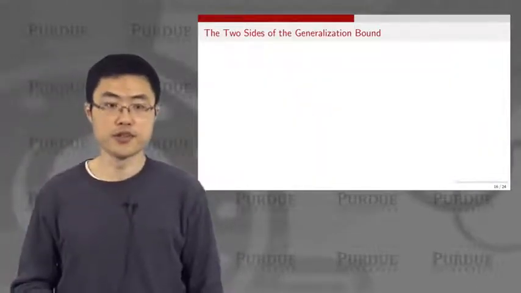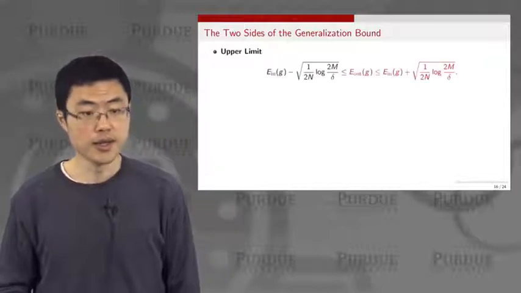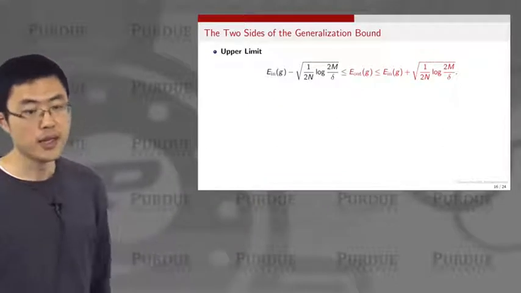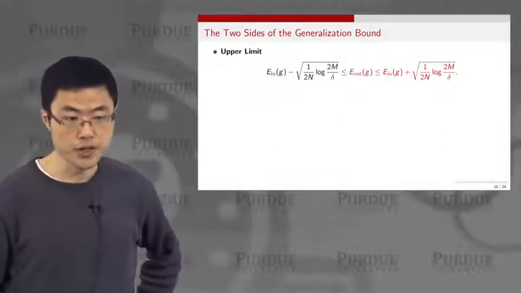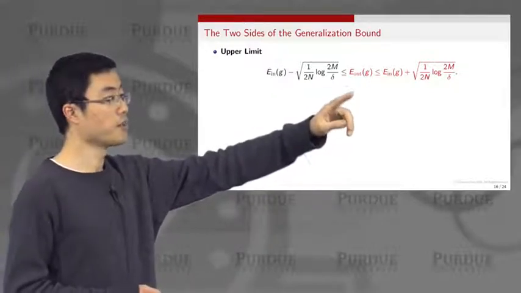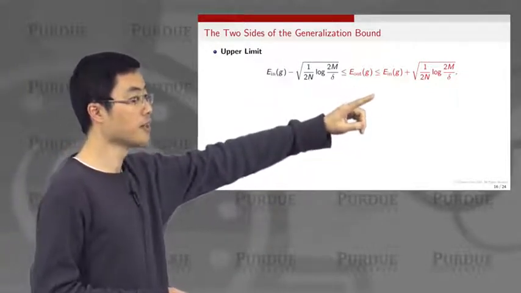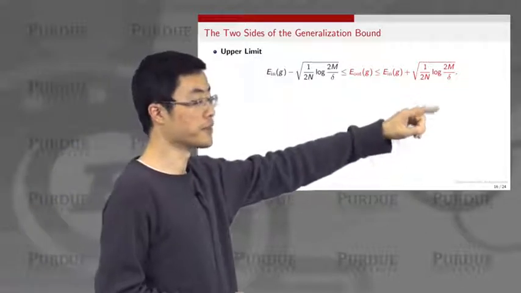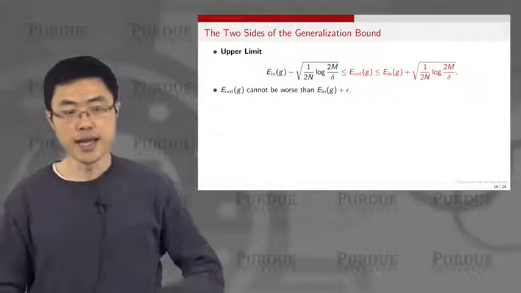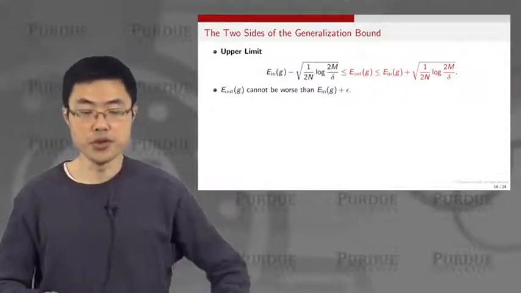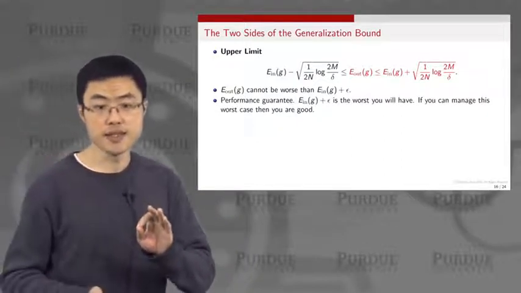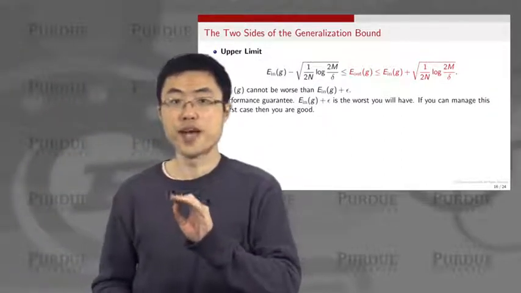There are two sides of this generalization bound. There is an upper limit, and there is also a lower limit. Let's talk about the upper limit first. The upper limit is given by this set of equations. You have E out upper bounded by E in plus all these terms. So what it says is that your E out cannot be worse than your E in plus a certain epsilon. This is a performance guarantee, and that's the worst you will ever have.